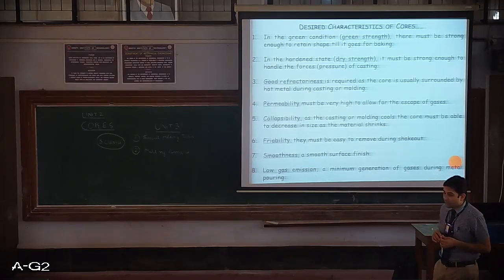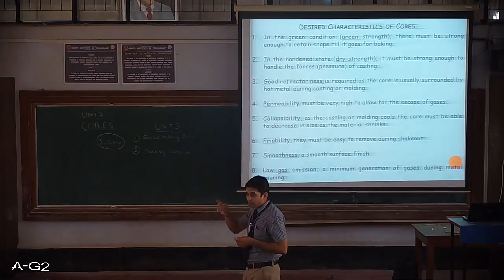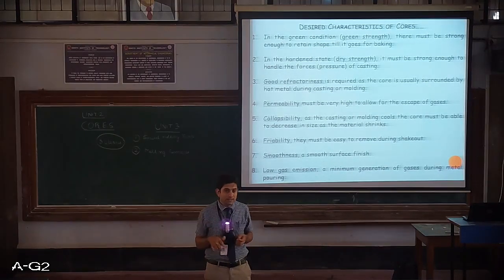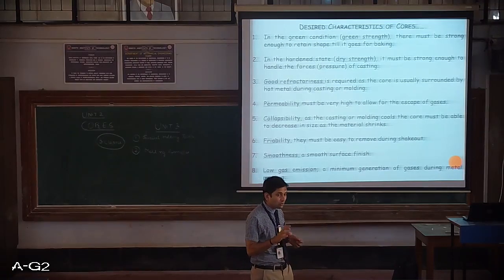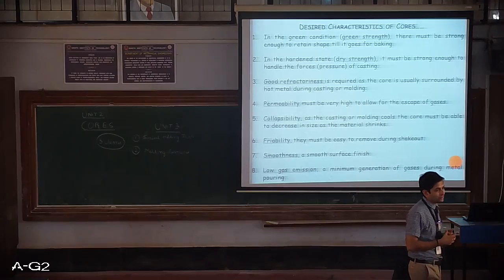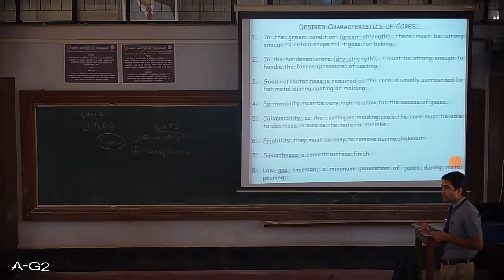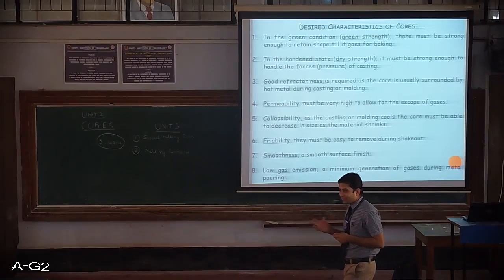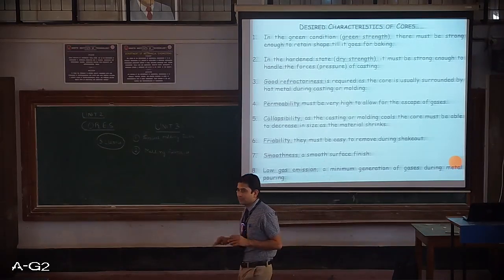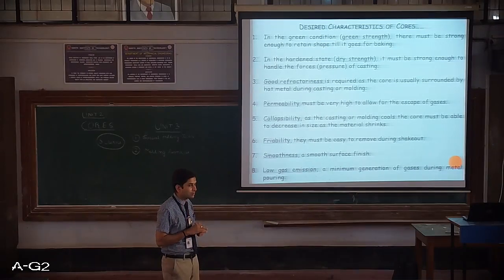Collapsibility. What do you mean by collapsibility? The collapsibility means that when you put the pouring metal or molten metal inside the mold cavity, that should not collapse the core. And if it collapses the core, then we will not get the hollow sections. So the collapsibility should be such that it should withstand till the metal solidifies, and once the metal solidifies, it should collapse. So that is the understanding behind this one. So collapsibility should be optimally good.